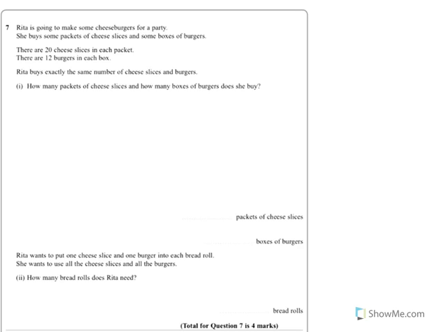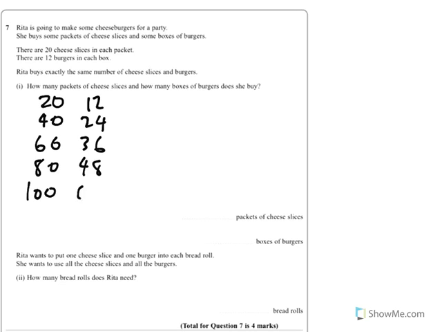Well, it's a case of finding a multiple of these two numbers that is the same. So I'm going to go up in the 20 times table, and I'm going to go up in the 12 times table and see when we get a match. Okay, so I've got a match here that there's 60 in both of them. So for cheese slices, she'd have only had to buy 3 packs, and for burgers, she'd have had to buy 5 to have the same number.